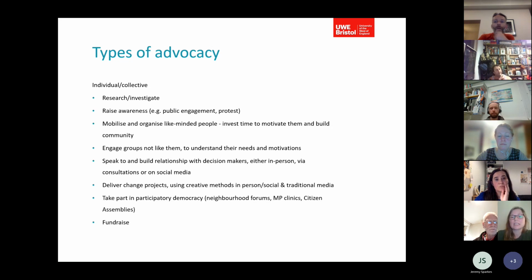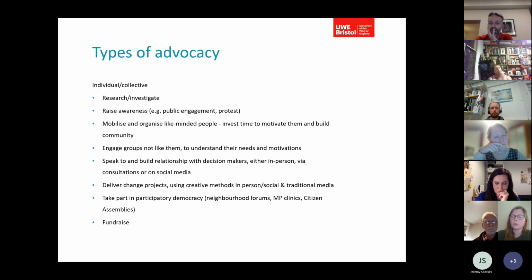Delivering change projects. And I will go into more depth about some of these as well. So using creative methods in person, social and traditional media, and also taking part in participatory democracy. So everything from neighbourhood forums to citizen assembly, citizen juries. And a lot of these terms may or may not be familiar to you. They are quite new and novel. So we're seeing more and more governments exploring these kinds of ideas.